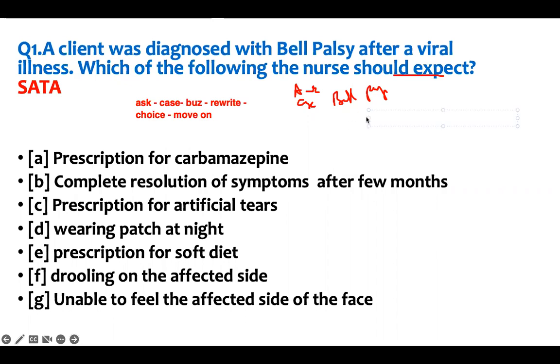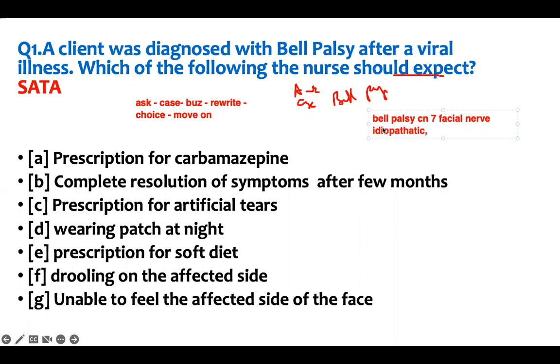So you got to know that Bell palsy basically involves a cranial nerve. It's very confusing. There's the trigeminal nerve, which is cranial nerve 5. Bell palsy is 7. So this is cranial nerve 7, the facial nerve. It basically is an inflammation of cranial nerve 7. Usually the etiology is idiopathic, which means we don't know.